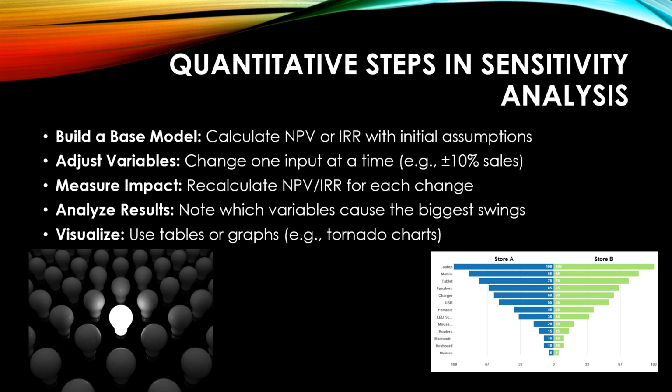So if you look to the right, you'll see a tornado chart. Graphs like the tornado chart make results easier to read because you can visualize which variable changed the most between each test.